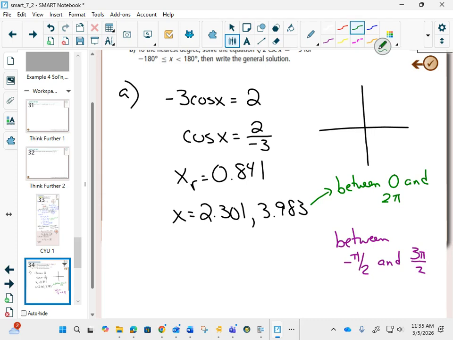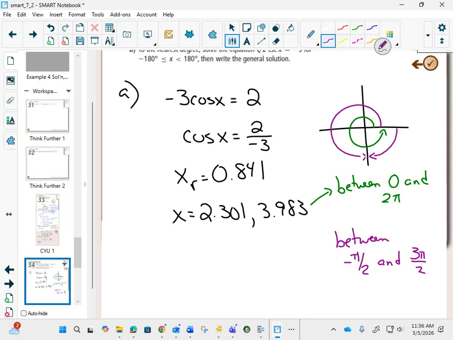Between 0 and 2 pi, in green, that would look like this, right? That's 0 and 2 pi, all the way around once. Between negative pi over 2 and 3 pi over 2, I'll show this in purple. What would that look like? Well, I always put 0 in between here. I'll do the positive ones first. It would be 0 to 3 pi over 2, so it's looking here. And then 0 and negative pi over 2, it's looking there.